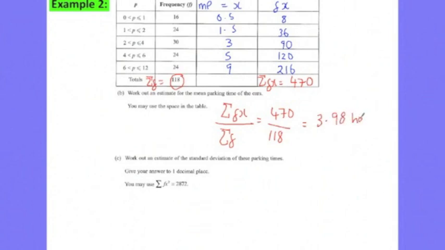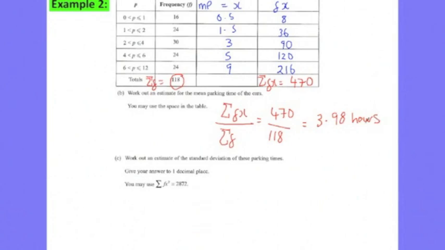Now, to be able to calculate an estimate for the mean, we need to find the total of fx, which is 470. We have here our total of f, that's the sum of the frequency already calculated for us. To find an estimate for the mean, we take the sum of fx divided by the sum of f. So we have 470 all divided by 118, which gives us a mean of 3.98 hours.